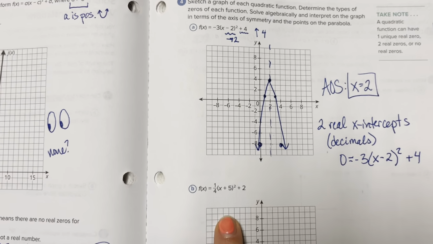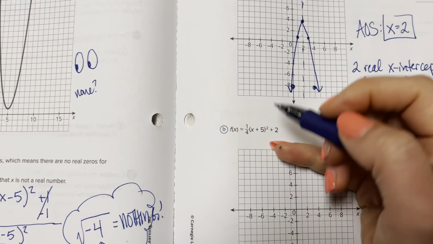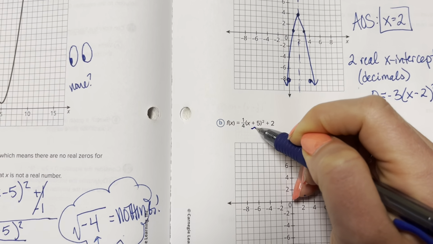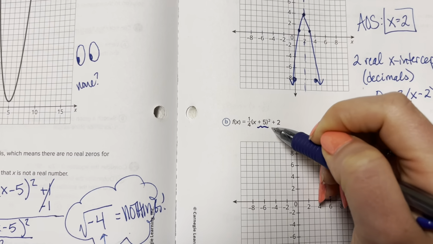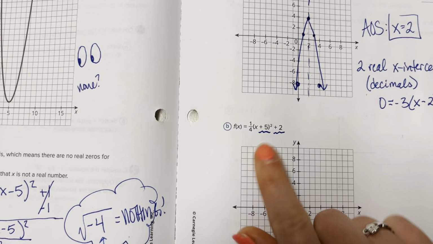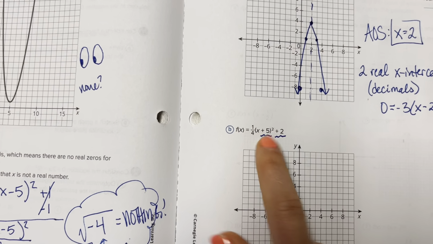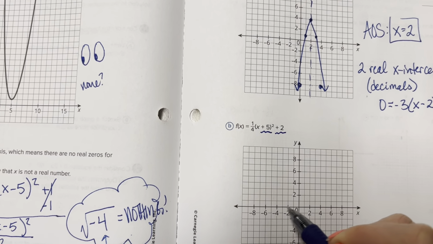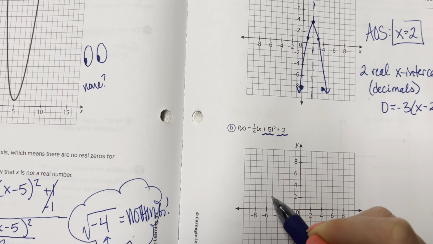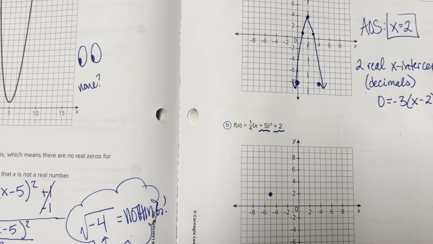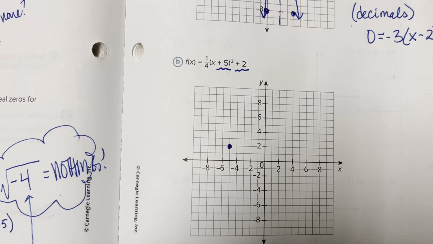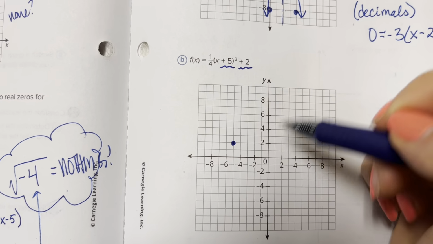For this one, we got some graph shifts. We have a graph shift here, I'm just going to test you first. You should know where this is. X plus 5 in the parentheses means left 5. So I'm going to go over left 5, and then plus 2 means go up 2. This is my vertex. Now, question, does my parabola go up or down?